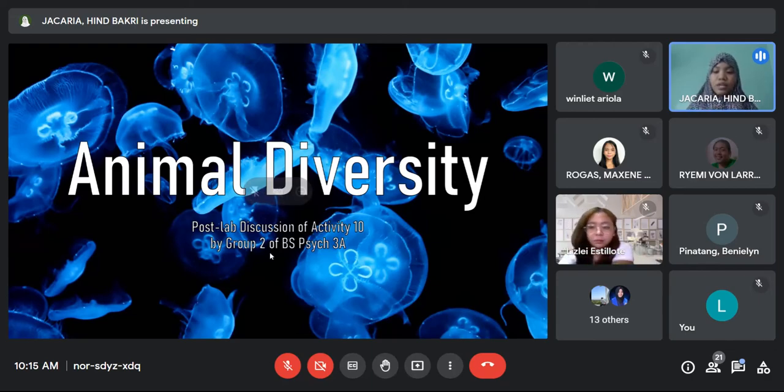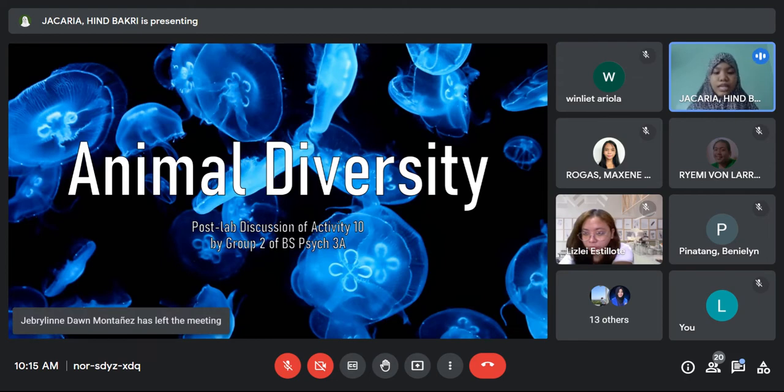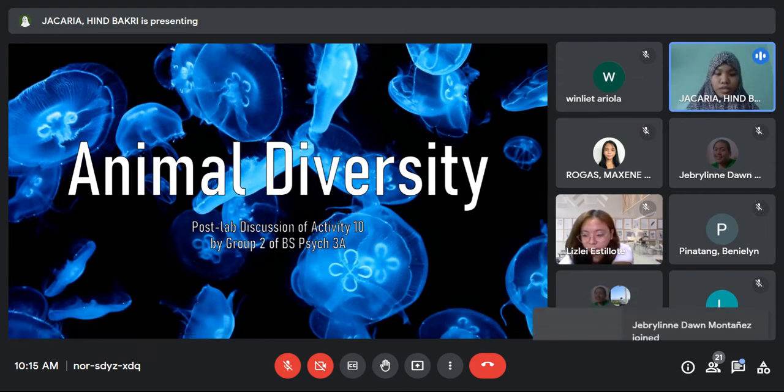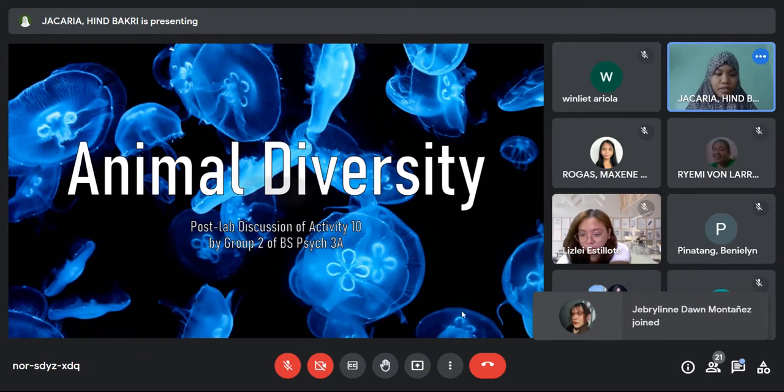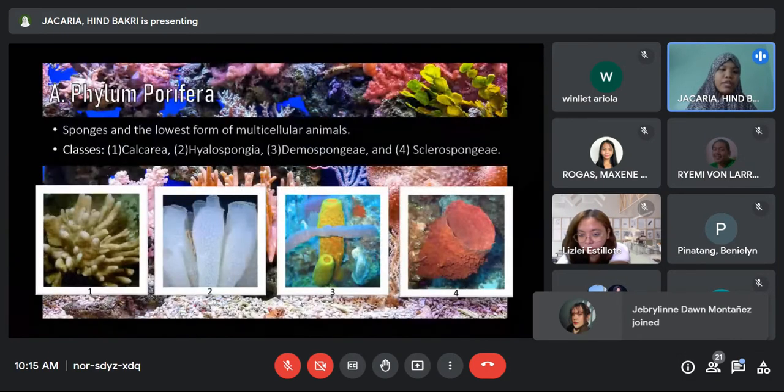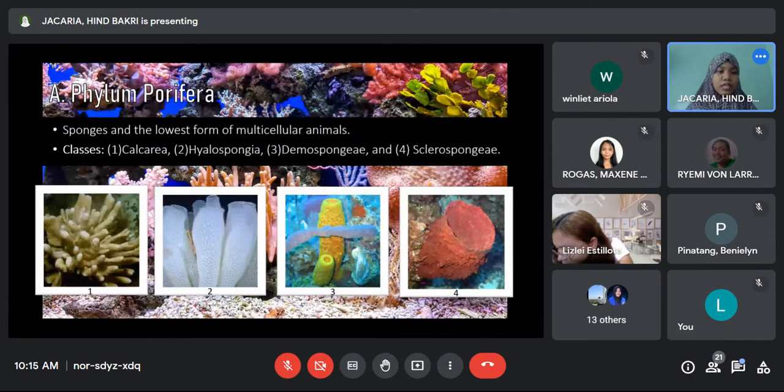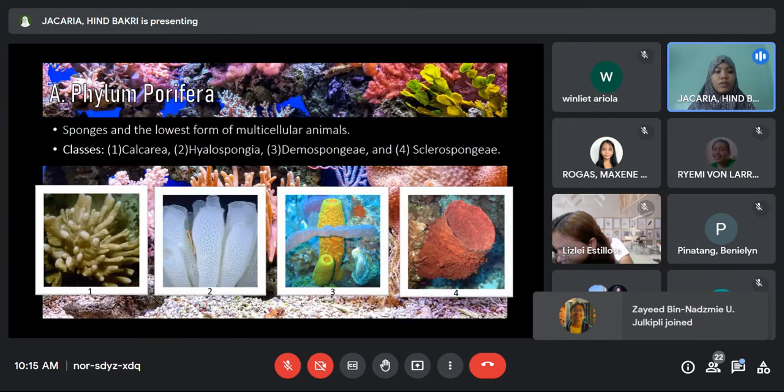In plants, there are 12, and in fungi, there are 7. But today, we're only going to discuss the 9 major phyla in the animal kingdom. So to start with, we have the phylum Porifera. The phylum Porifera are the sponges, and it is also the lowest form of multicellular animals.